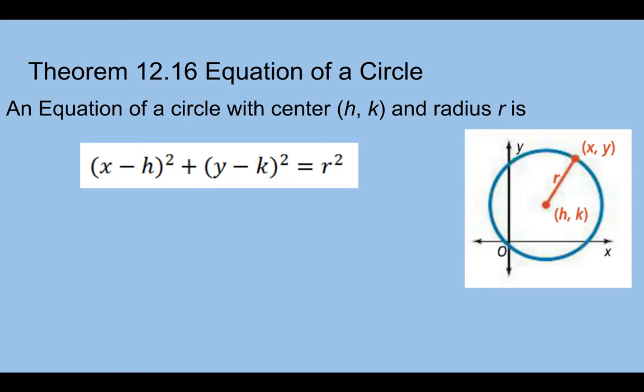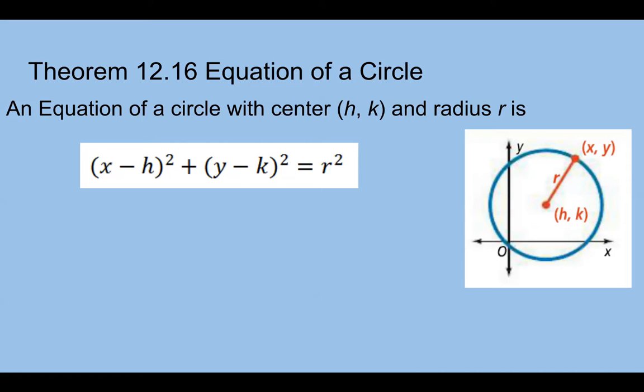Theorem 12.16 says an equation of a circle with center (h, k) and radius r is (x - h)² + (y - k)² = r². What the x and y are is the point that's on the circle. The h and k is always the location of the center of the circle. And r, of course, is the radius, which is the distance from the center to any point on the circle.